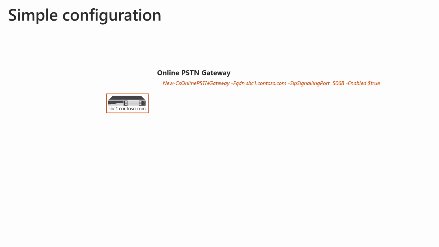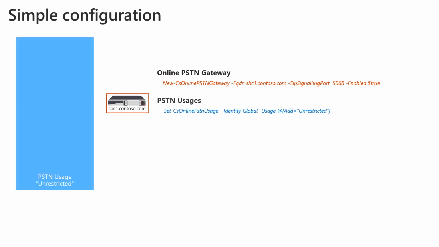Let's look at a simple configuration with a single SBC. So this is our sbc1.contoso.com. So that Teams is aware of it, we run the New-CsOnlinePSTNGateway command and create a new gateway. We provide the FQDN, sbc1.contoso.com, and we provide the SIP signaling port that's configured on the SBC, which is in our example 5068. And we're saying enabled true, so the gateway, the SBC, is now willing to accept calls.